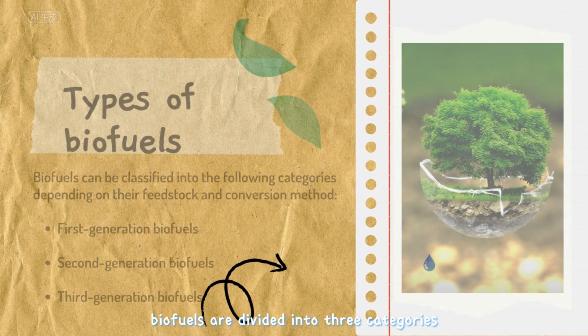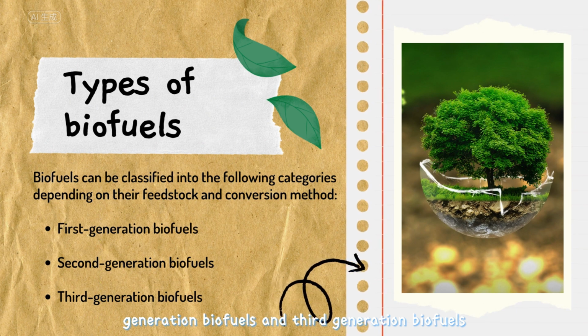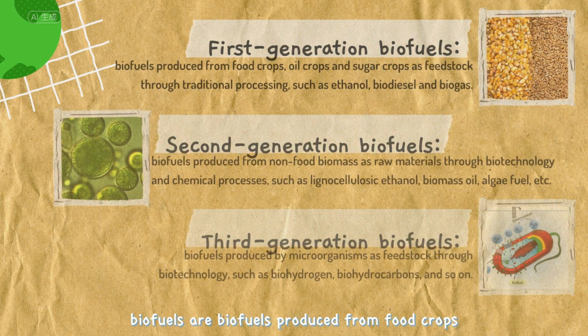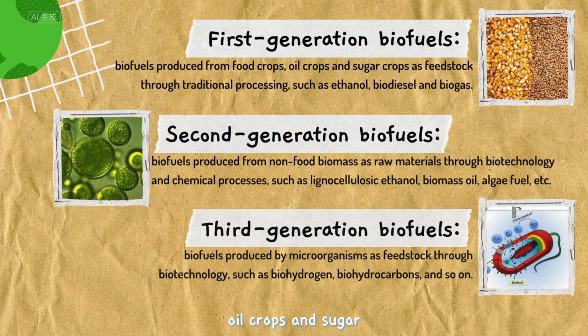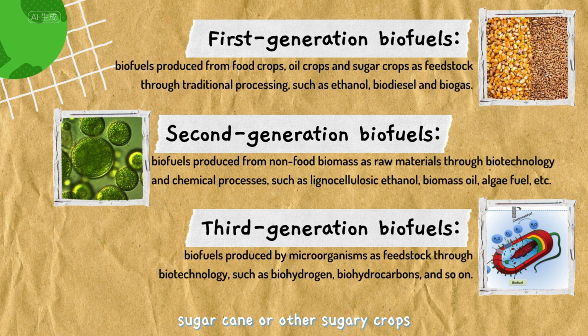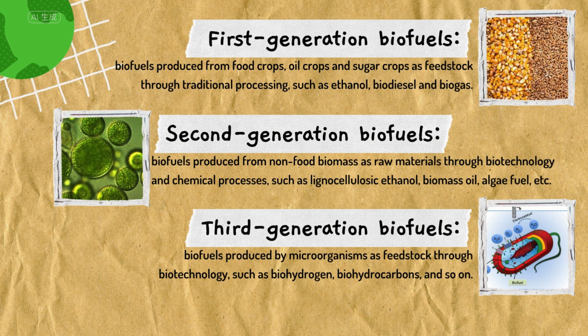Biofuels are divided into three categories: first-generation biofuels, second-generation biofuels, and third-generation biofuels. First-generation biofuels are produced from food crops, oil crops, and sugar crops through traditional processing, such as bioethanol, made from corn, sugarcane, or other sugary crops. It can be blended with petrol or used in specialized ethanol vehicles.